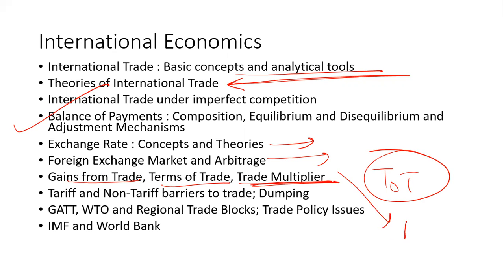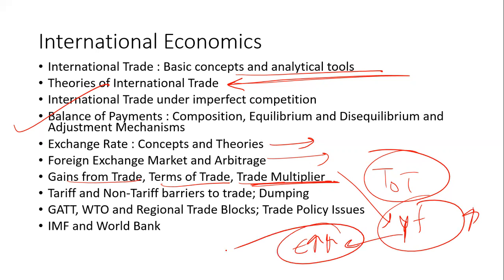What is trade multiplier? What happens when the income of the foreign country increases? What happens to your exports? What happens to the trade multiplier? What is dumping? I'm going to give you a classic example of dumping: Maruti 800. I'm going to give you other examples too. What are the trade barriers? And then a little theory part that I'm going to cover, which is going to be IMF, GATT, WTO, regional trade blocs, etc.